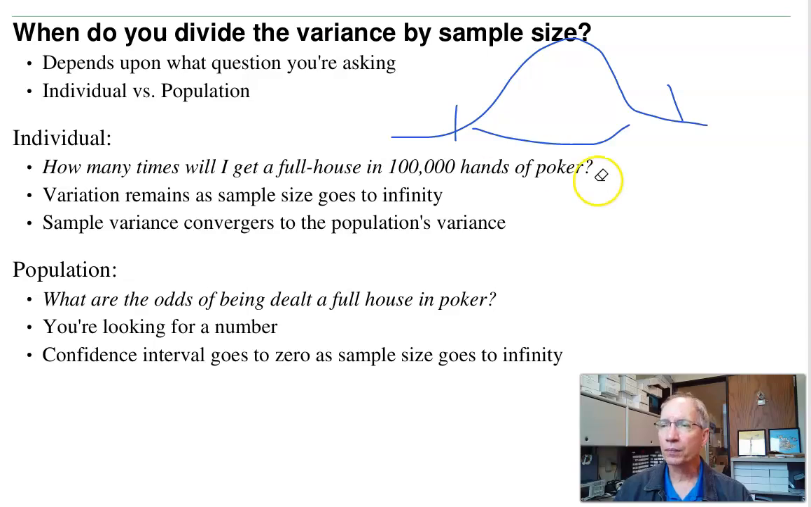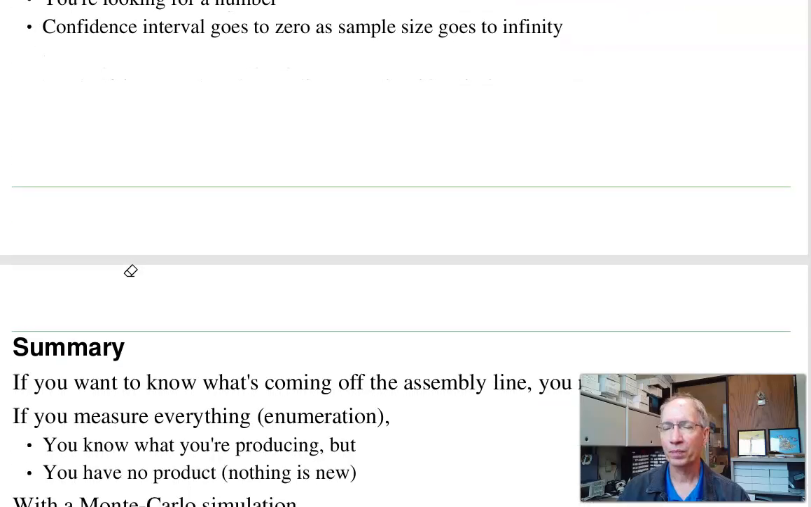A different question. What is the probability of being dealt a full house? What is the average of rolling those dice? That's a number. I may not know what that number is, but it's just a number. As the sample size goes to infinity, I can get a tighter and tighter bound on what that number is. In that case, I do divide the variance by the sample size. So you have to kind of look at the question. Am I asking about an individual? Should the variance go to a constant? Or a population? Should the variance go to 0 as sample size goes to infinity?